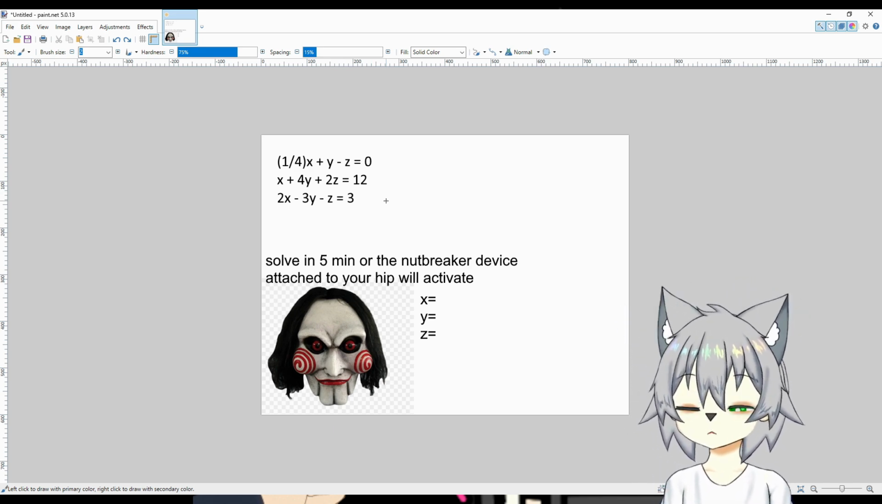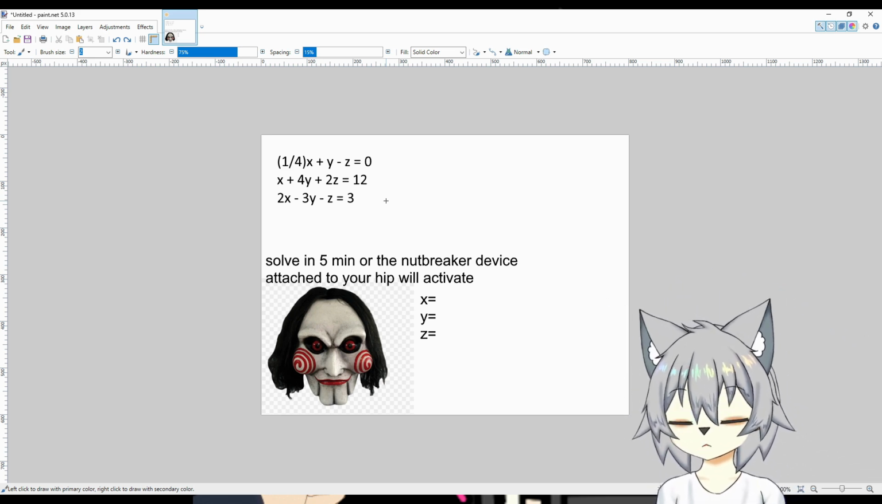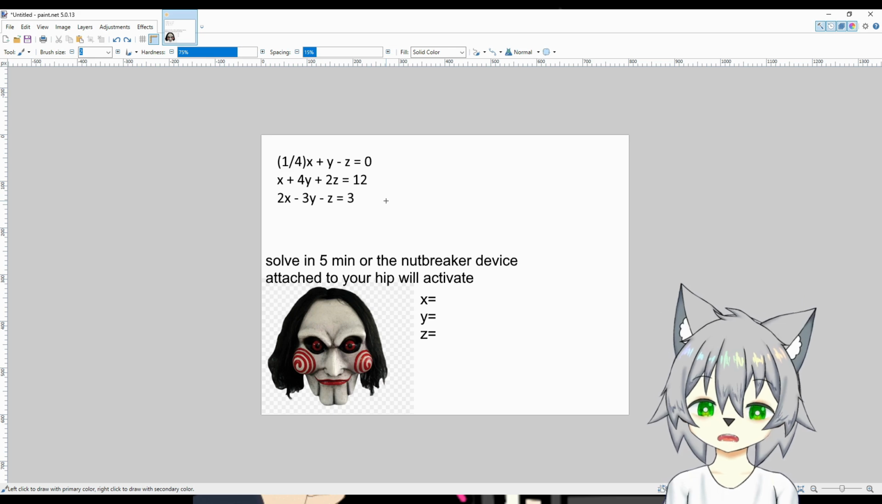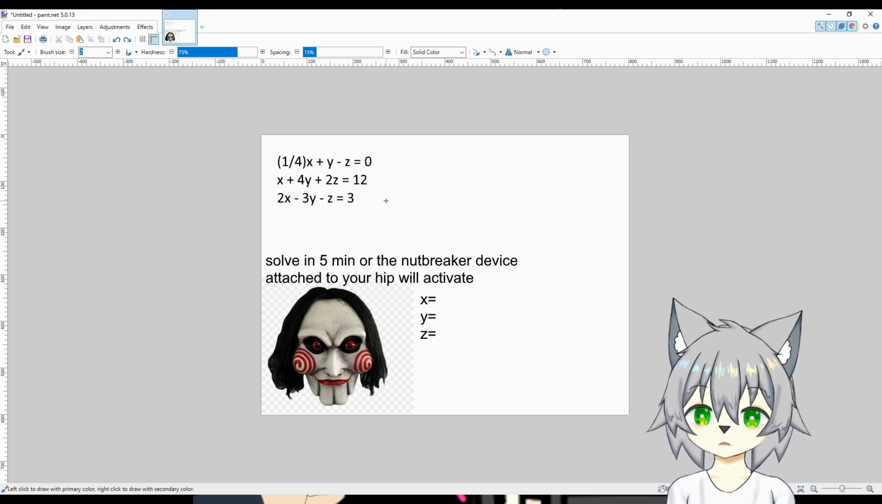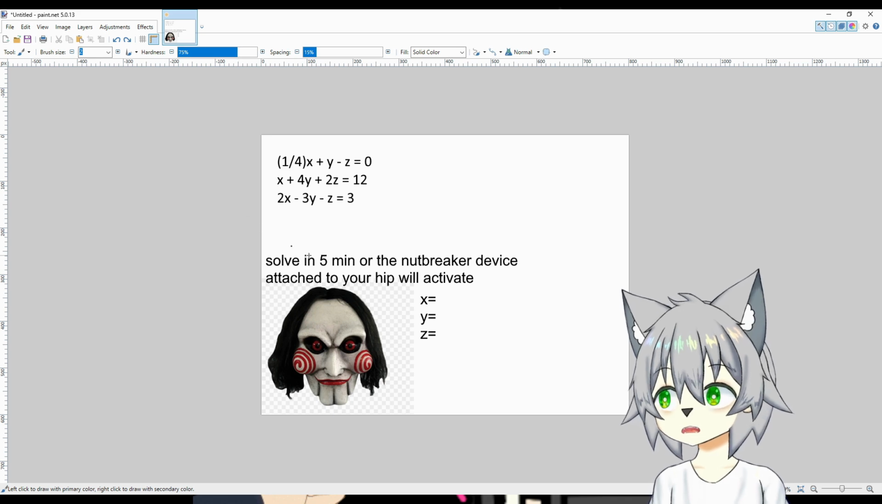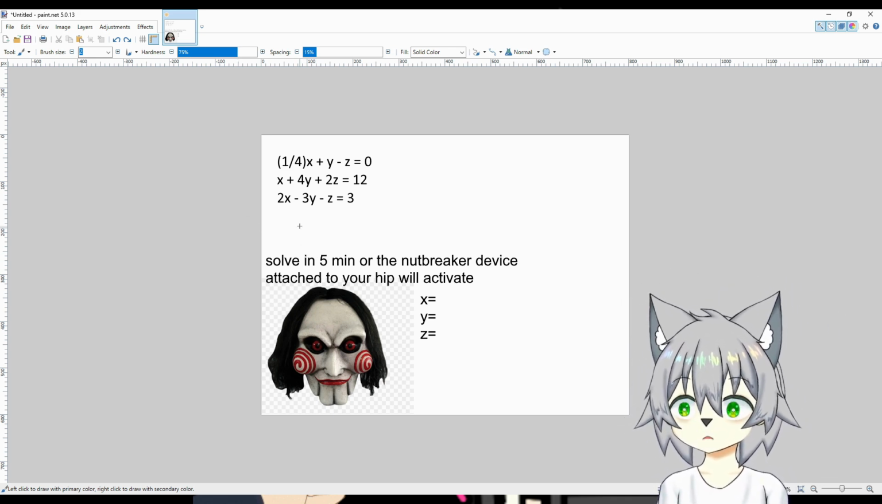You can do it in your notebook, you can do it on a fresh sheet of paper. Don't pull out Wolfram Alpha either, or else the nutbreaker device will activate immediately. Why are you learning linear algebra if you're just going to use a calculator? You gotta learn how to do it yourself. Plus, if you gotta build your own calculator at one point, you gotta know how to actually do linear algebra.